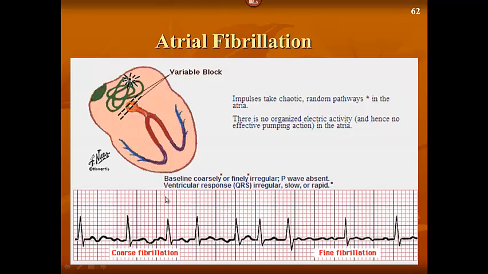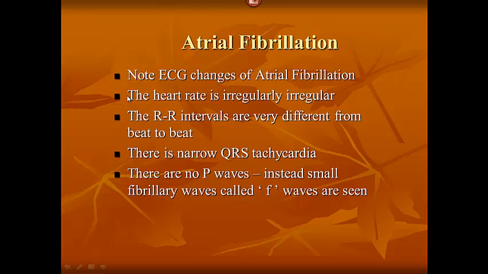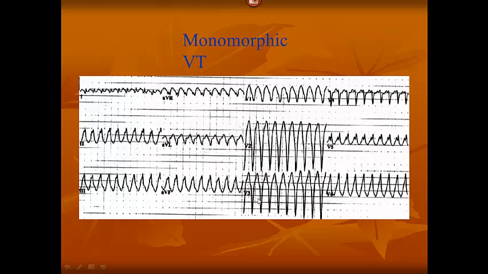This demonstrates that there's no regular RR interval, and there are no clear P waves, so the heart rate in the atrium and the ventricle is accelerated because there are multiple re-entrant circuits. Again, the heart rate is irregular, the RR intervals are different. The QRS is narrow, since there's no block. And instead of P waves, you have F waves, or fibrillatory waves.